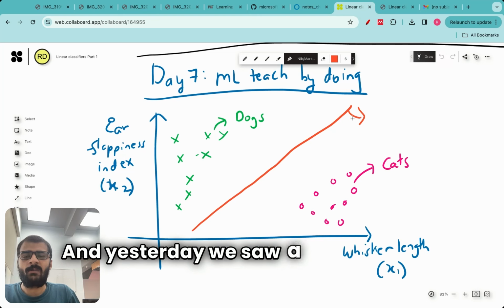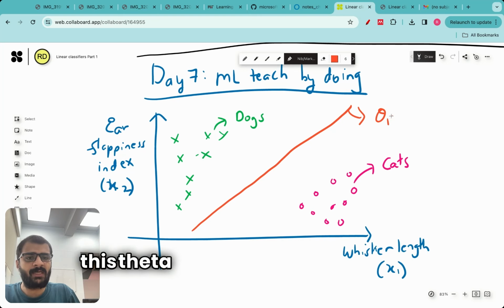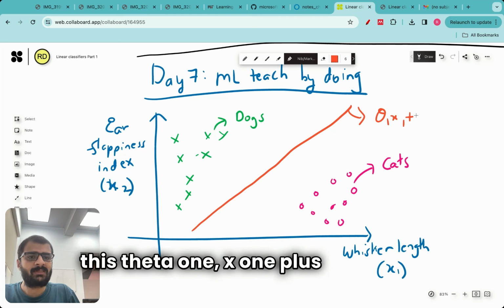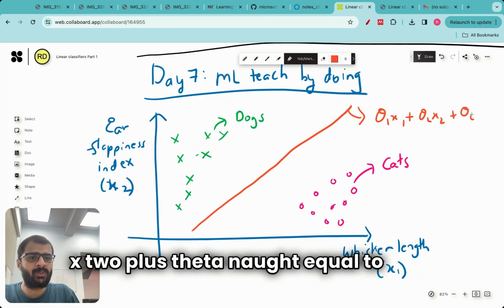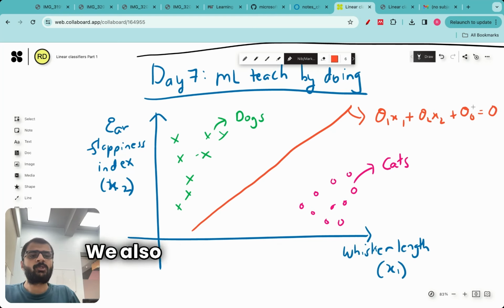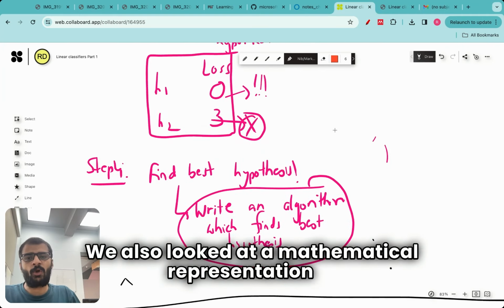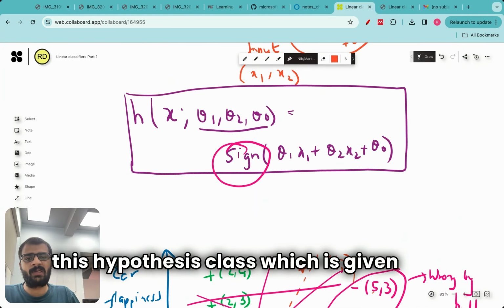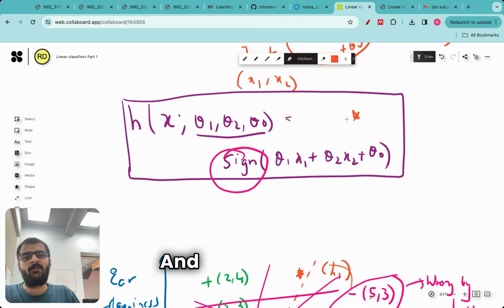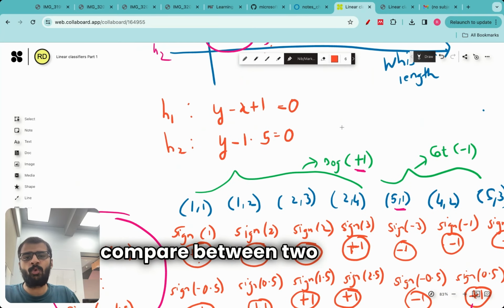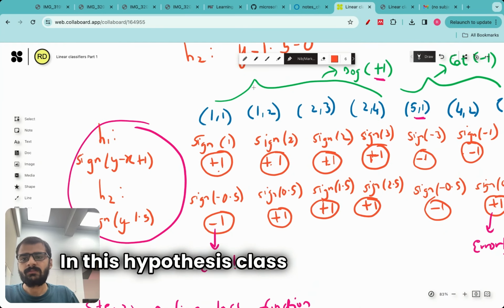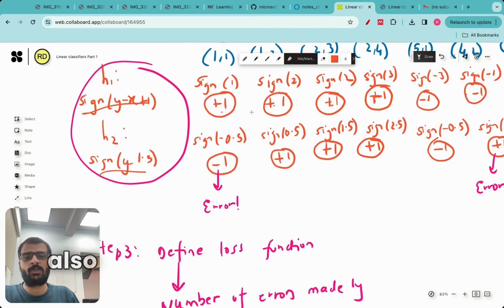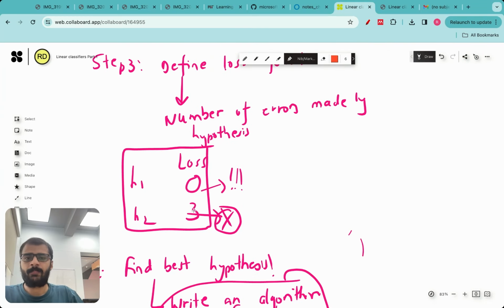Yesterday we saw a mathematical representation of this: theta 1 x1 plus theta 2 x2 plus theta naught equals 0. We also looked at a mathematical representation of this hypothesis class, which is given here. We saw how to compare between two possible hypotheses in this hypothesis class. We also learnt about the sign function, and then we also learnt about the loss function.